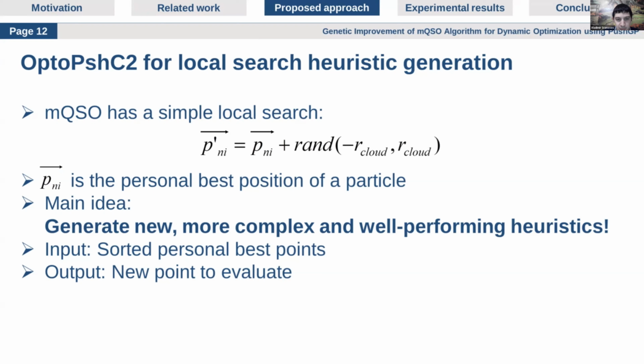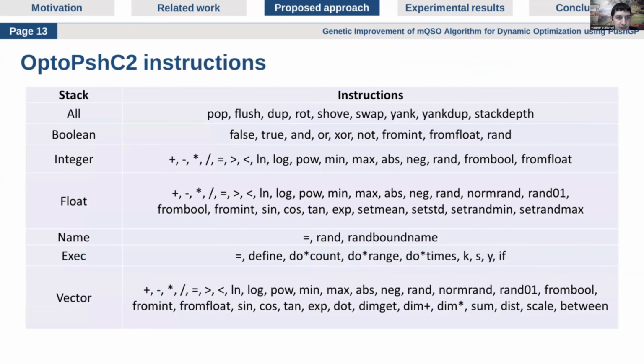So the input is the best points. We sorted them by fitness, and the output is the new point that we need to evaluate and include in our population if it is better. So how does push genetic programming work? It has several stacks of instructions, like stacks of integer, float, Boolean, names, vectors, execution stack, and quite a lot of instructions that you can see on this slide. Like we can add, subtract, and so on.